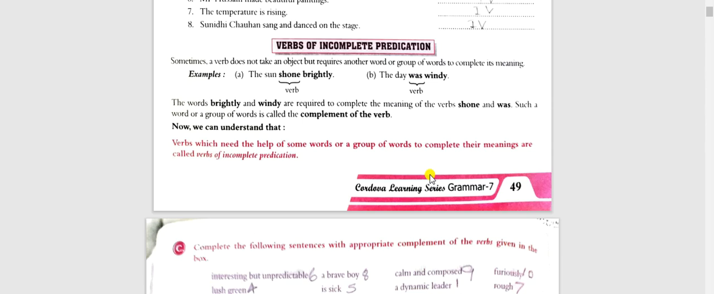So here, this word is also helping the verb was in order to convey a complete sense, right? So these words, brightly and windy, are acting as a complement of the verb, right? So verbs which need the help of some words or a group of words to complete their meanings are called verbs of incomplete predication. So these verbs, shone and was, are using the words windy and brightly, right? So these are the verbs of incomplete predication.